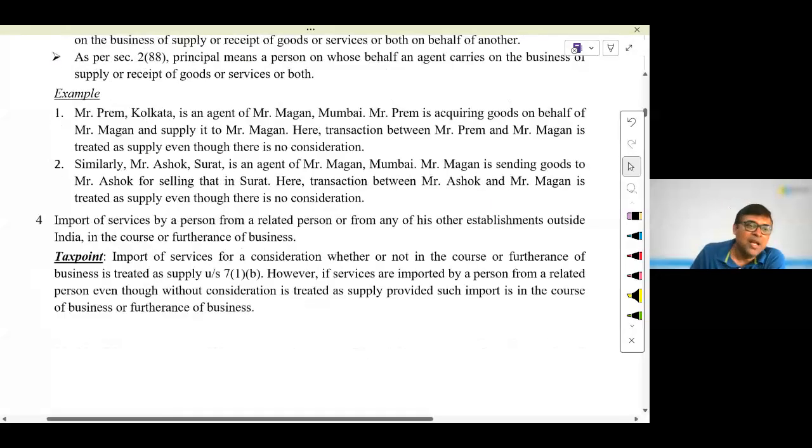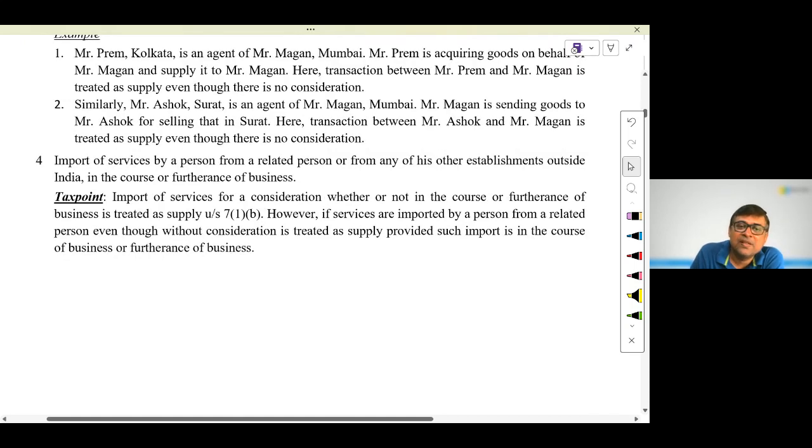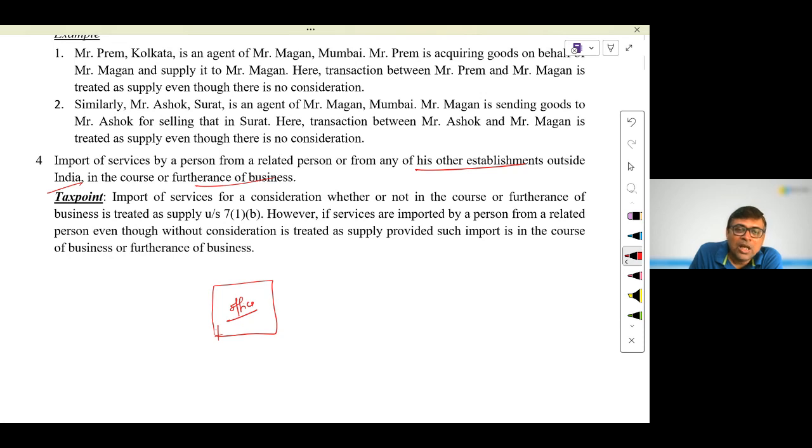And vice versa. Next, import of service by a person from a related person or from any of his other establishments outside India in the course of furtherance of business. For example, I bought an office in Karnataka in Bangalore. Now what happened? I want the help of an interior designer to decorate this one.